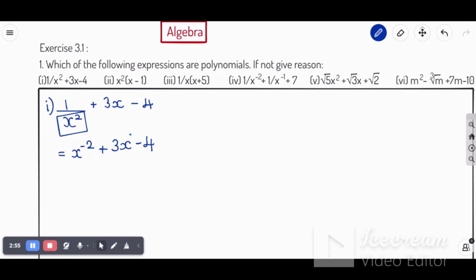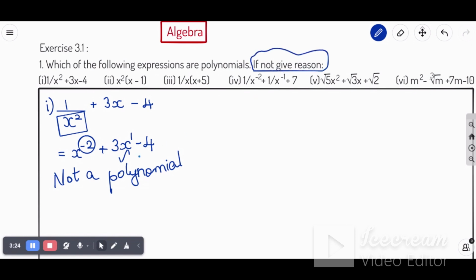Here your power is 1, so that is not a problem. But if you see here, you have got a negative exponent. Our basic rule is you should have a non-negative integral power. So this is not a polynomial. This is our first question, and it is not a polynomial. You need to give a reason also. If it is not a polynomial, give a reason. What is the reason? It has x power minus 2, which is not a non-negative integral power. So this is not a polynomial.